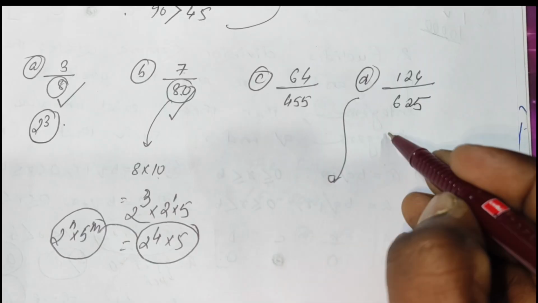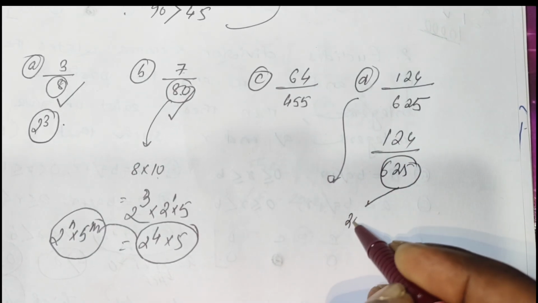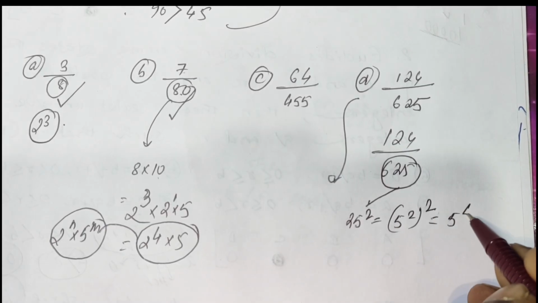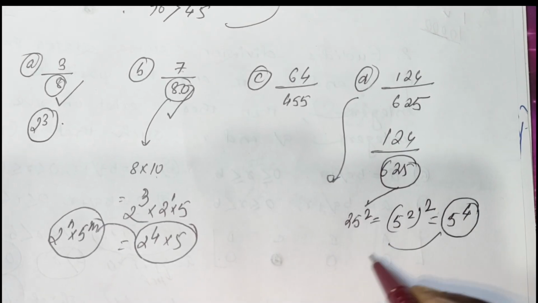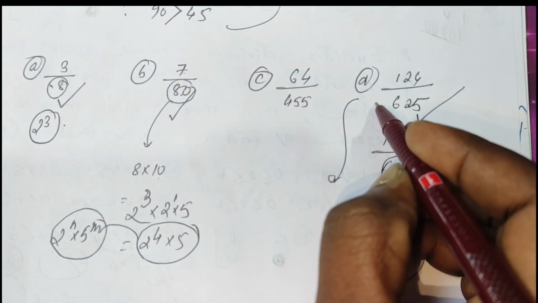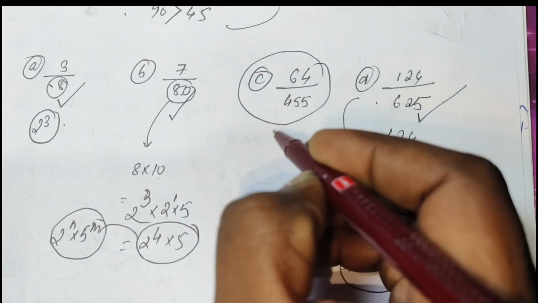Again, option D means 124 divided by 625. We can write 625 as 25 square, and 25 we can write as 5 square, again whole square, 5 to the power 4. Again, it becomes 2 to the power n, 5 to the power m form. Then this number would be terminating. So options A, B, and D would be terminating. And now our option, C, would be the correct one. This is the non-terminating repeating.